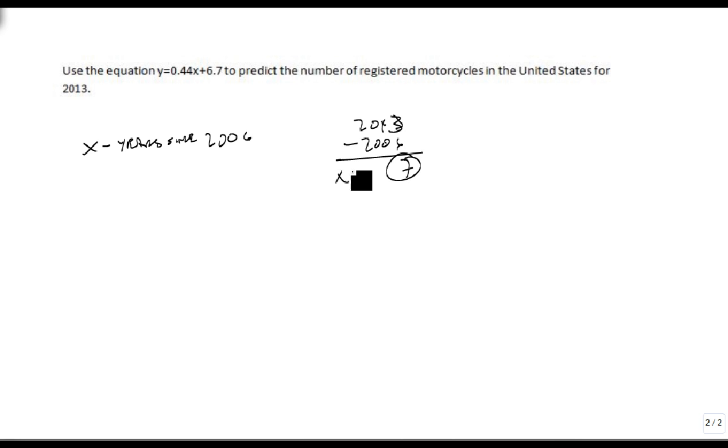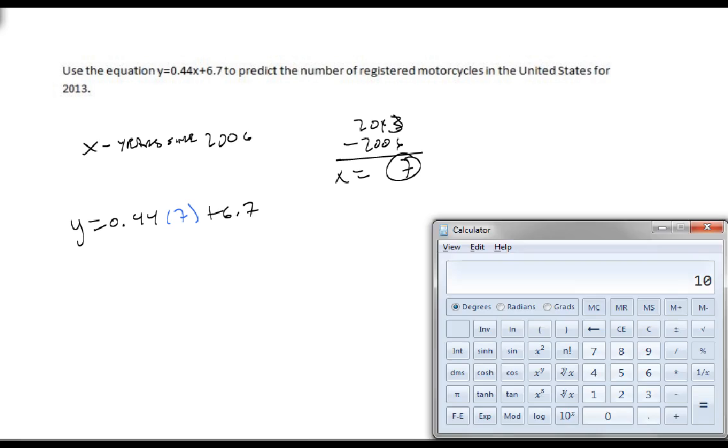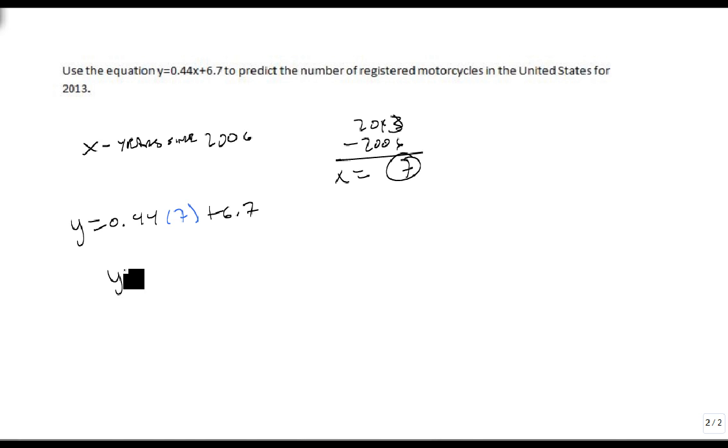Okay, x is 7 years since, and then we plug this in: y equals 0.44 times that 7 we just found plus 6.7. We get our calculator out. 0.44 times 7 plus 6.7 tells us that we should get approximately 9.78 million motorcycles. Let's round that to 9.8 million.